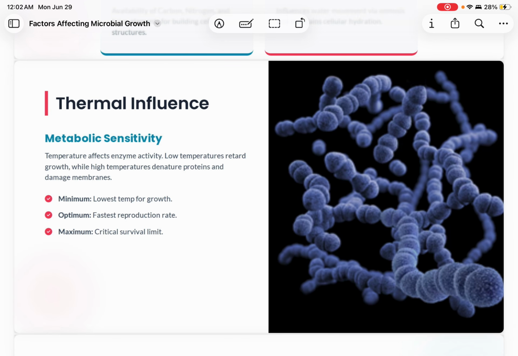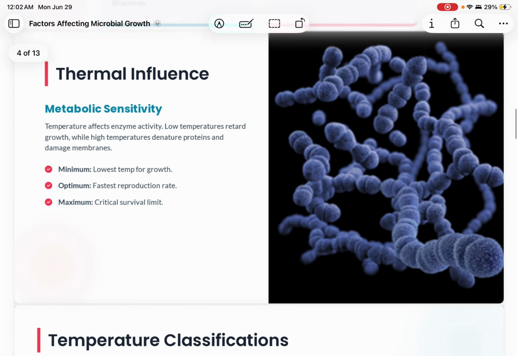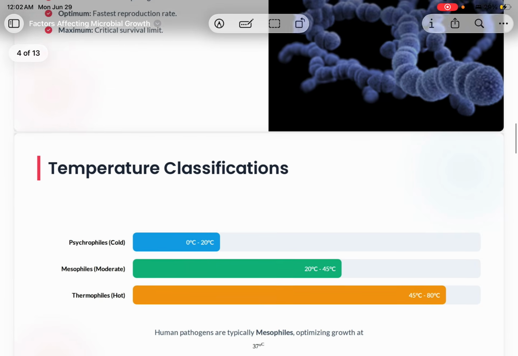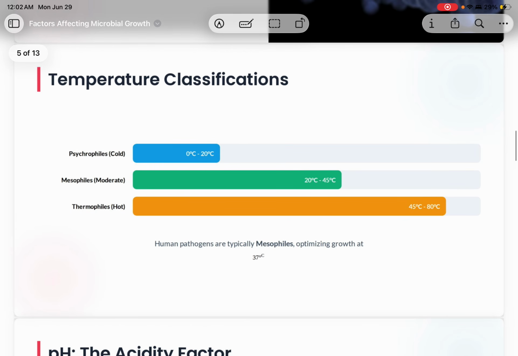Temperature affects enzyme activity. Low temperatures make them take a step back, while high temperatures denature proteins and damage membranes. And here are some examples of that. Okay, human pathogens are typically mesophiles, with optimized growth at 37 degrees Celsius.